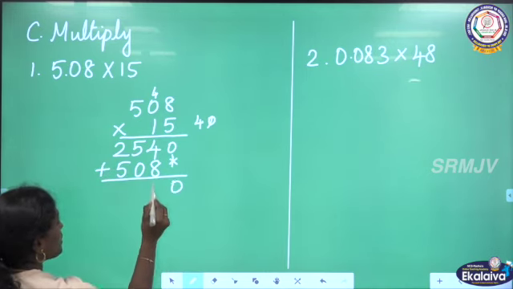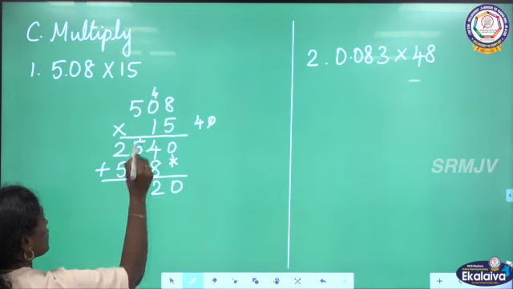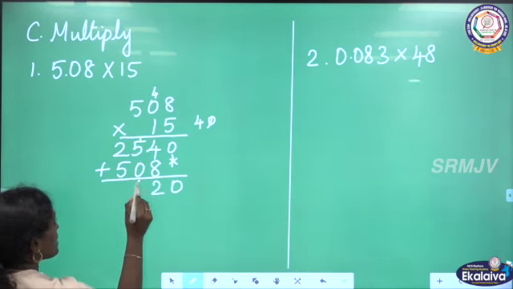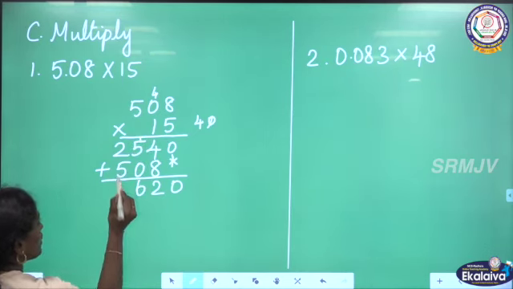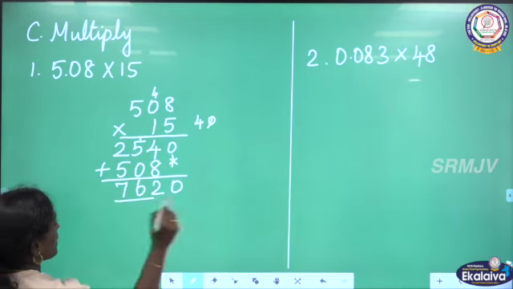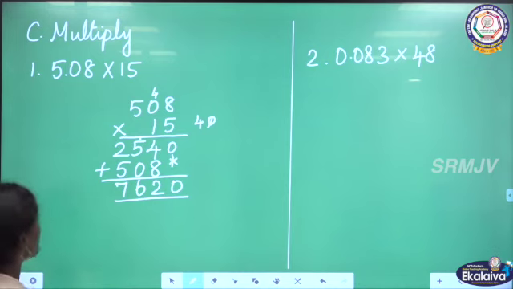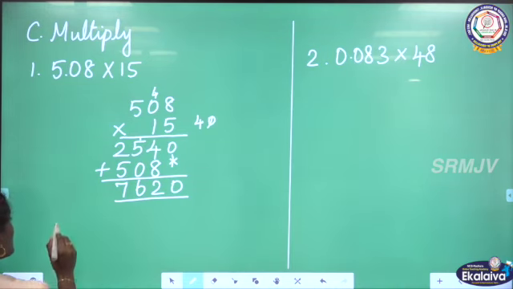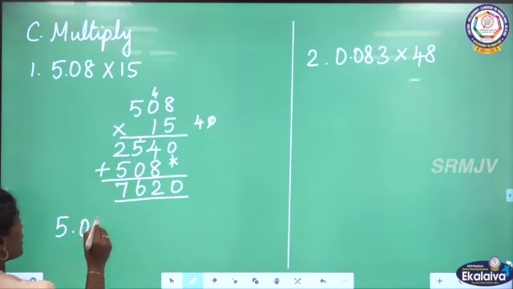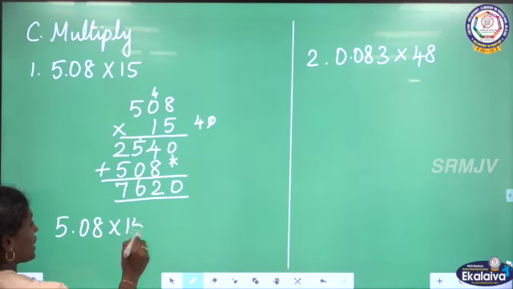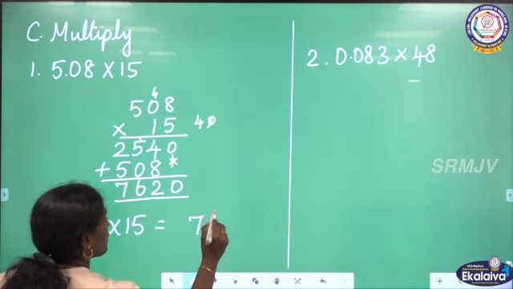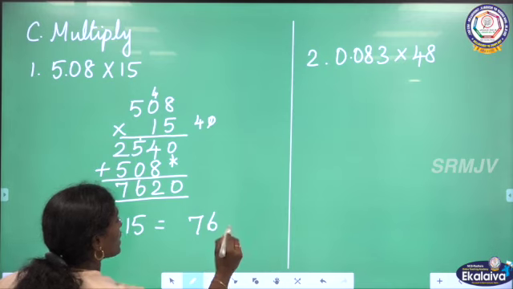0, here 8 plus 4, 12, carry over 1, 1 plus 5, 6, 6 plus 0, 6. Here 2 plus 5, 7. Now I got the answer for 508 into 15. Now I am going to write the answer for 5.08 into 15. We got 7,620.